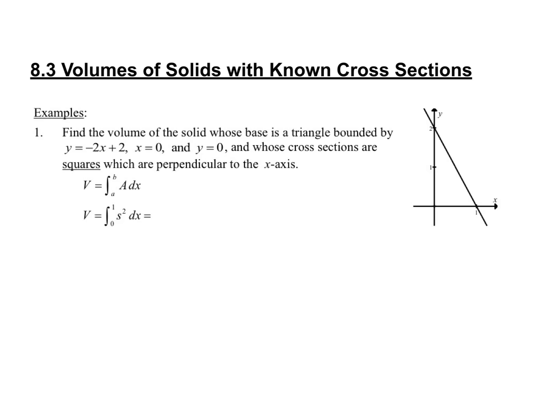And they've given us part of it. Find the volume of a solid whose base is a triangle bounded by the line y equals negative 2x plus 2, that's this line right here, x equals 0, that's the y-axis, and y equals 0, that's the x-axis. So basically, this triangle here is the base. The cross sections are squares.